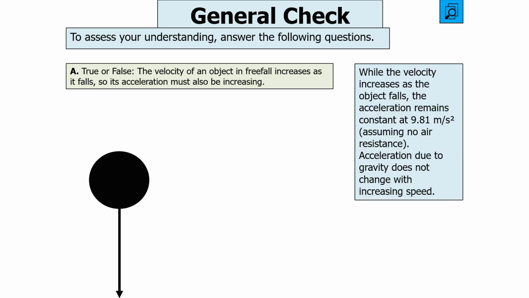Whilst the velocity increases as the object falls, the acceleration remains constant at 9.81 meters per second squared. Acceleration due to gravity does not change with increasing speed.